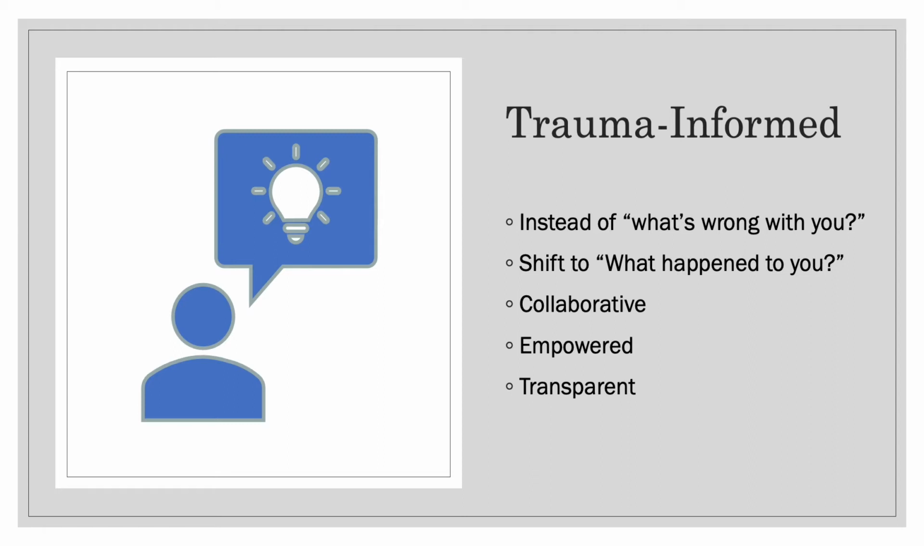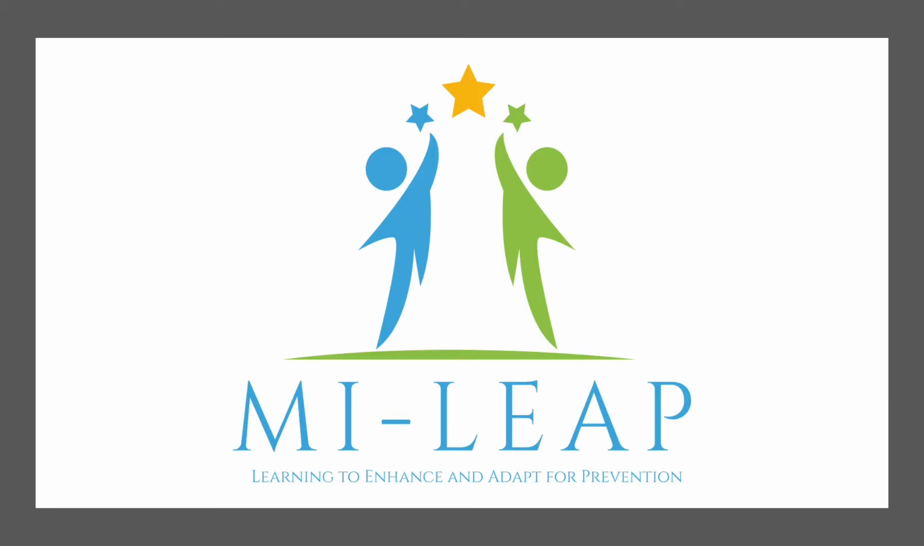Being trauma-informed is also about changing our mindset or our perspective. When we see someone engaging in negative behaviors, we ask, "What happened to you?" rather than "What's wrong with you?" This shift in perspective alone can create significant positive changes. Approaching students with a focus on collaboration, empowerment, and transparency, in addition to trust, safety, and support, are also ways that we can increase our trauma-informed or trauma-supportive classrooms.